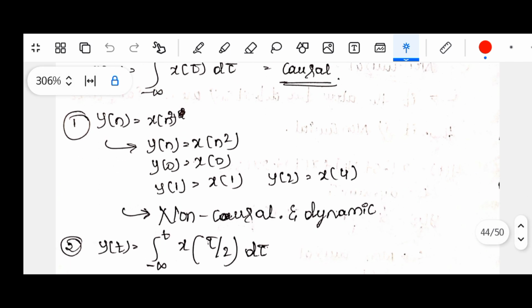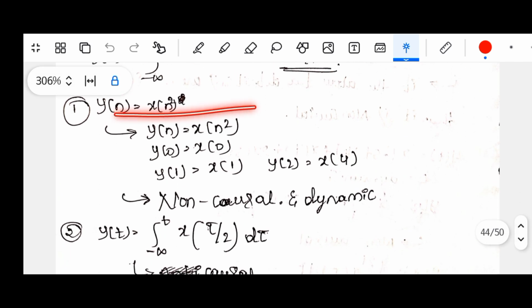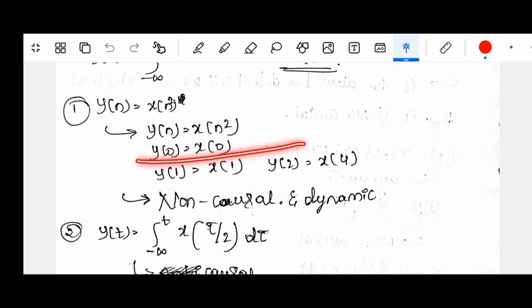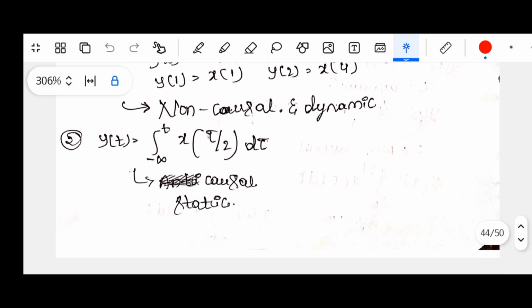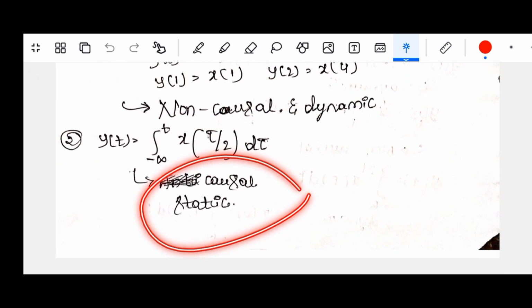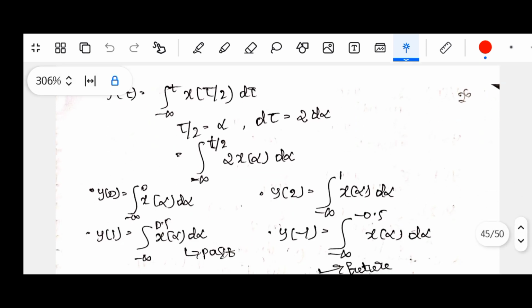y(2) is equal to minus infinity to plus 2 of x(tau) d tau. It is also causal. Next, y(n) is equal to x(n) whole square. So put 0, y(0) will be x(0), y(1) will be x(1), y(2) will be x(4). Therefore, it is non-causal and dynamic. y(t) is equal to the integration from minus infinity to t of x(tau) d tau. It is causal or static.